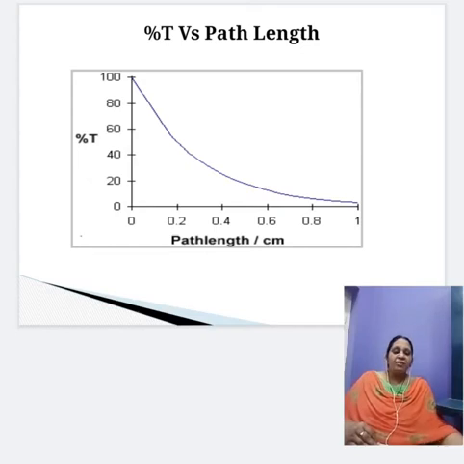So when the path length is 0, the percentage transmittance is maximum. When the path length is slowly increasing, the percentage transmittance is slowly decreasing, because when the length is increasing, absorption is also increasing. When the absorption is increasing, the transmittance automatically decreases. So have you understood how to plot the percentage transmittance versus path length curve? When you take the path length on the x-axis and the transmittance on the y-axis, with the increase of path length, the transmittance decreases.